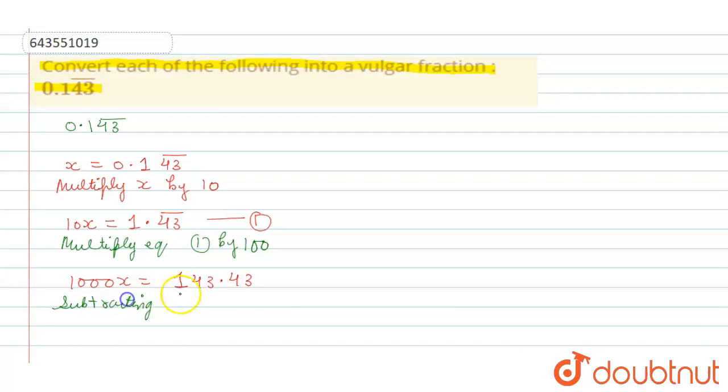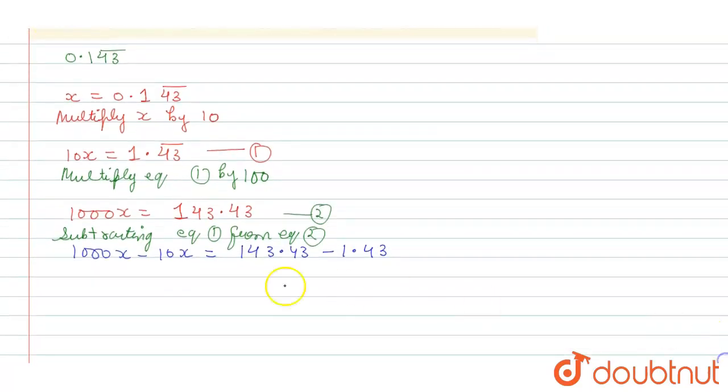Mark this equation as 2. Subtracting equation 1 from equation 2, we get 1000x minus 10x is equal to 143.43 minus 1.43. Now it becomes 990x is equal to 142. So x is equal to 142 by 990.